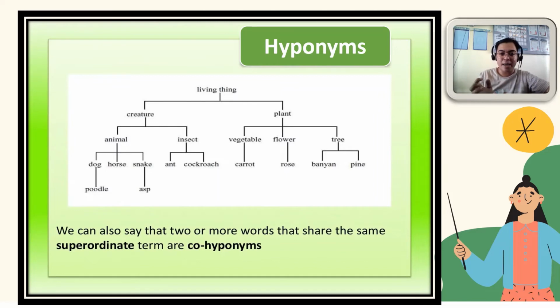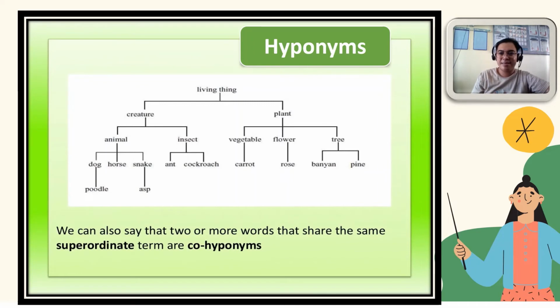Now, this diagram shows that two or more words that share the same superordinate terms are co-hyponyms. Just like what we have here, animal and insect are co-hyponyms because they are creatures. Meanwhile, vegetable, flower, and tree are considered plants, so they are also co-hyponyms. Creature and plant are co-hyponyms because they are living things. Similarly, dog, horse, snake, poodle, apes, ant, and cockroach share the same superordinate terms, so they are co-hyponyms.